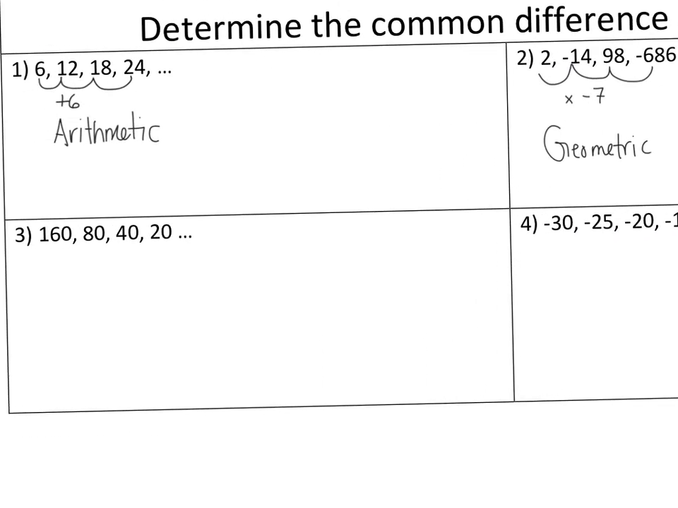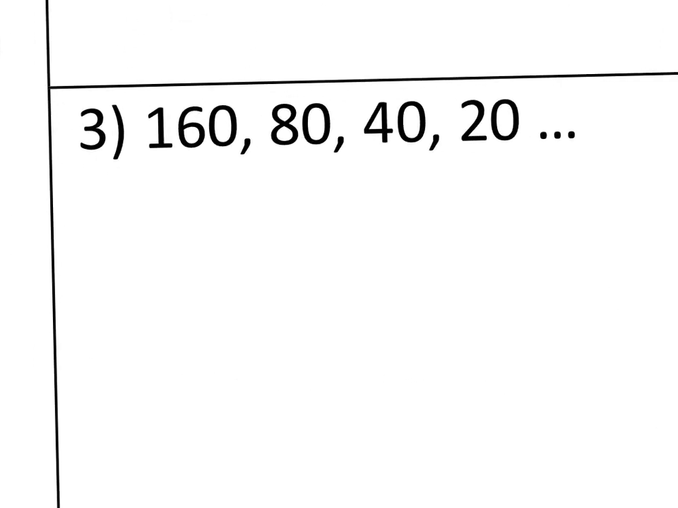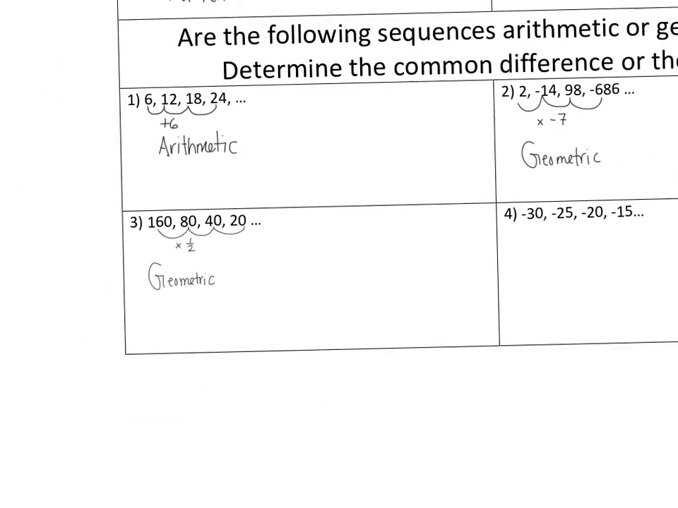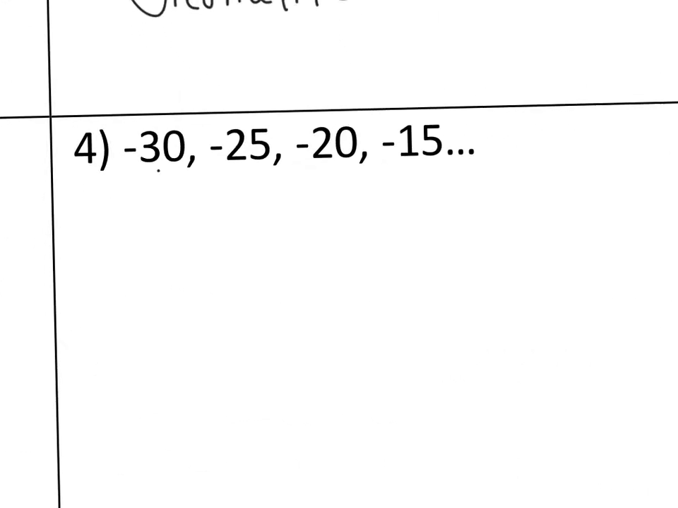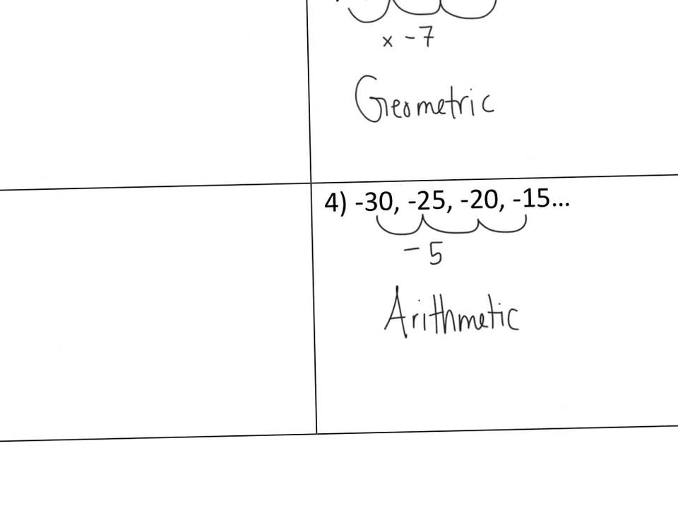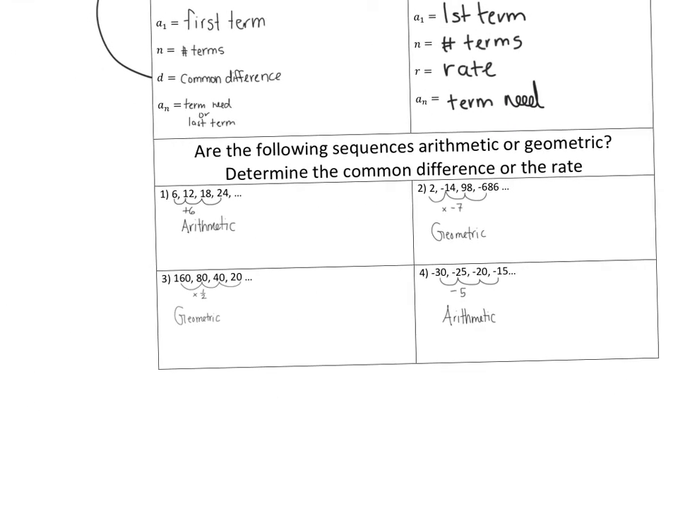Okay, now if I look at this one, I get from one number to the next, it's cutting it in half. So it's not dividing by 2. We don't ever divide. This is multiplying by a half. We're always multiplying, and this is also geometric. Okay. And then the last one, this one looks like it's subtracting 5, so that's arithmetic because adding or subtracting. So that's what I expected to see on this part.